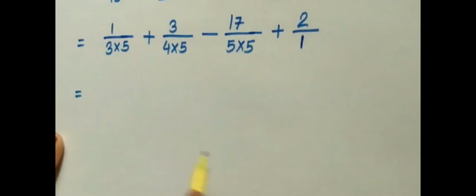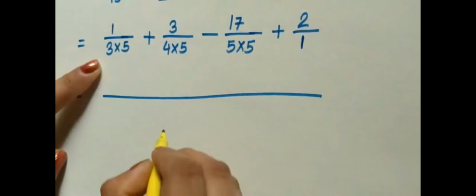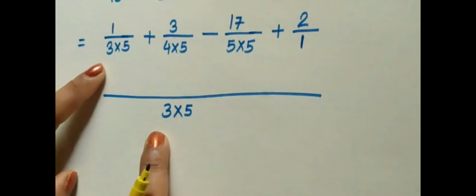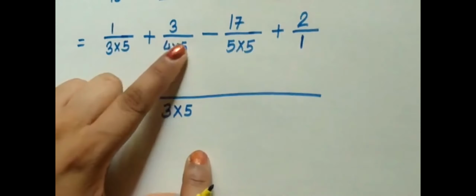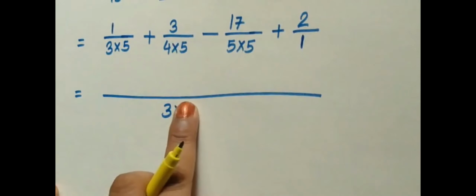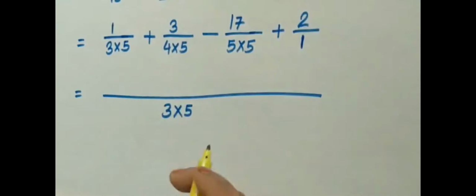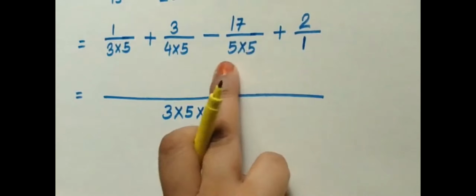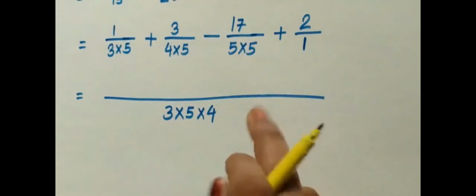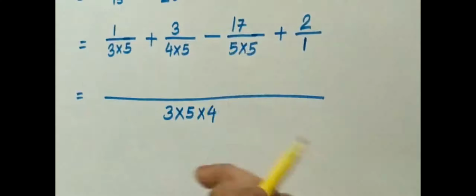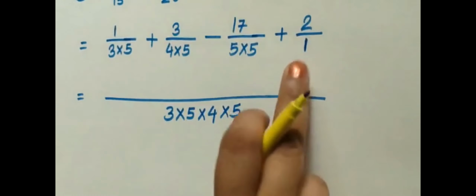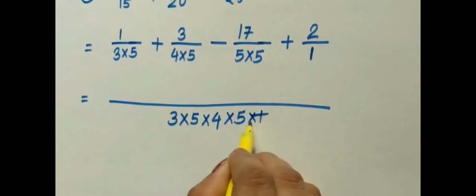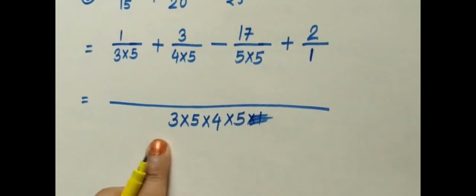Now for the next step we have to take the LCM. We will follow the same method as we did earlier. So 3 cross 5, for the second fraction 5 is already here, so we will hide this 5. Now we are pending with this 4. The 4 is not present here in the denominator, so we need to write here 4. Now for the third, 5 cross 5, one 5 is here, one 5 is still pending, so we need to multiply this 5 also, and for the last fraction multiplied by 1, but multiplying by 1 makes no sense, so we can cut this.